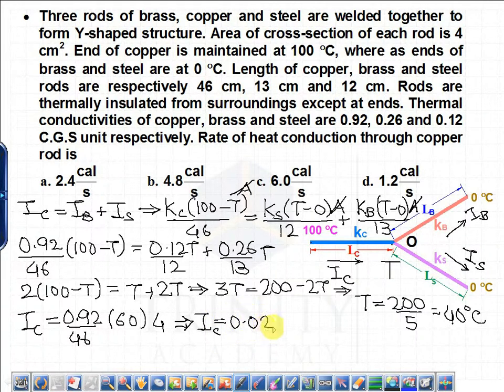So 0.92 divided by 46 will give us 0.02, multiplied by 240. That gives us 0.02 into 240, so it would be 4.8 calorie per second. So after this calculation we conclude that the heat current through the copper would be 4.8 calorie per second. The correct option is B.